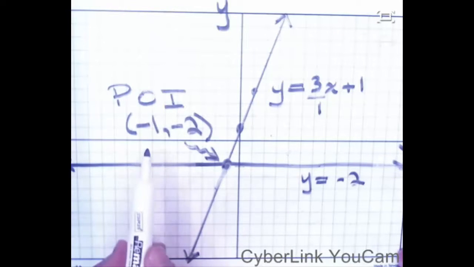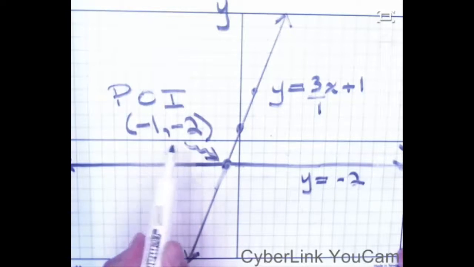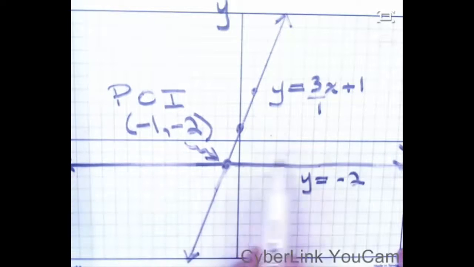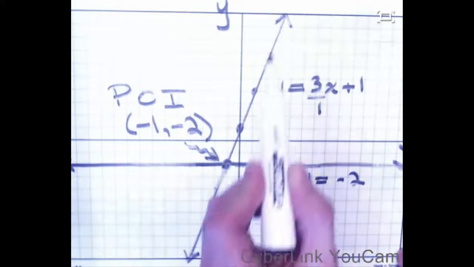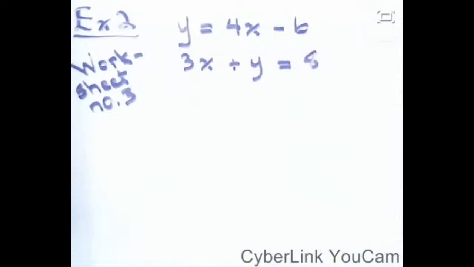As you can see here, it does. Minus 1, minus 2 was where our two lines, when graphed, meet up at a point of intersection.